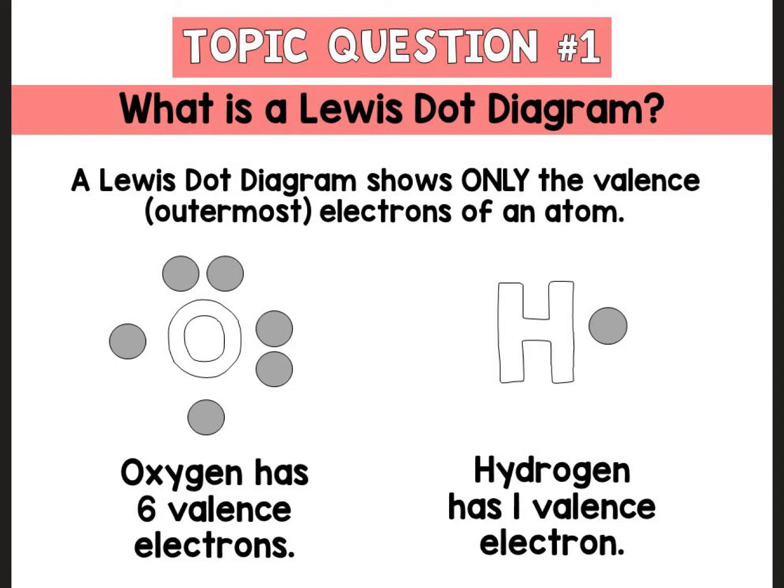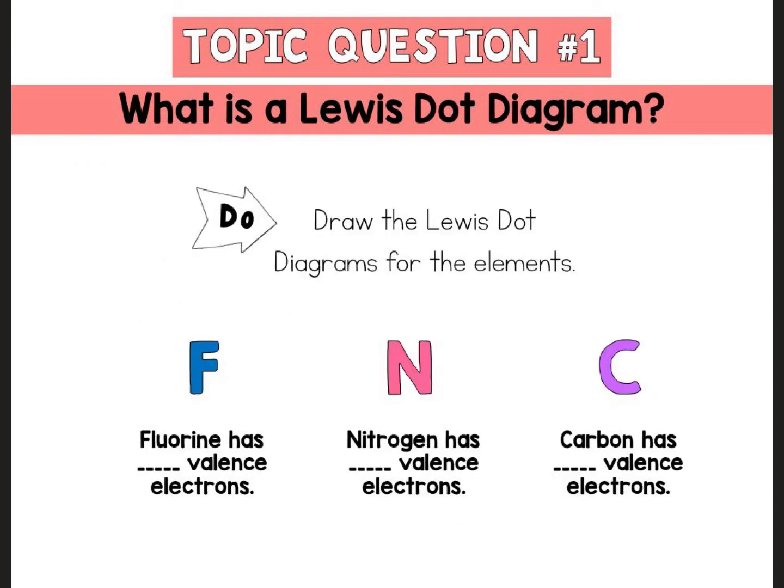Hydrogen, on the other hand, only has 1 valence electron, so it only has 1 dot. Notice how we always draw 1 dot on each side before we pair any up. So you draw 4 lone electrons before you start adding pairs of electrons. Now, draw the Lewis dot diagrams for the given elements. Pause the video and do this now.